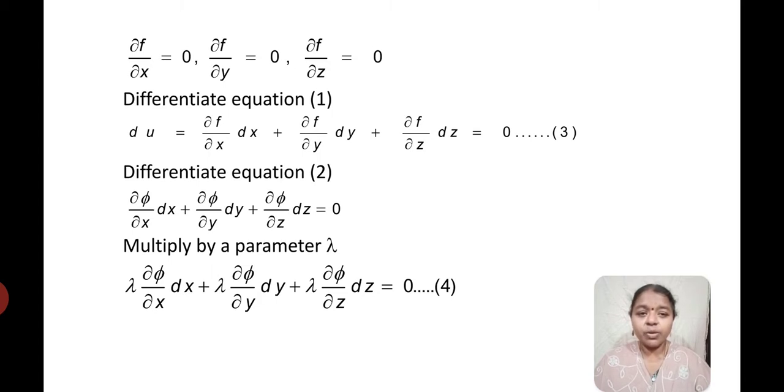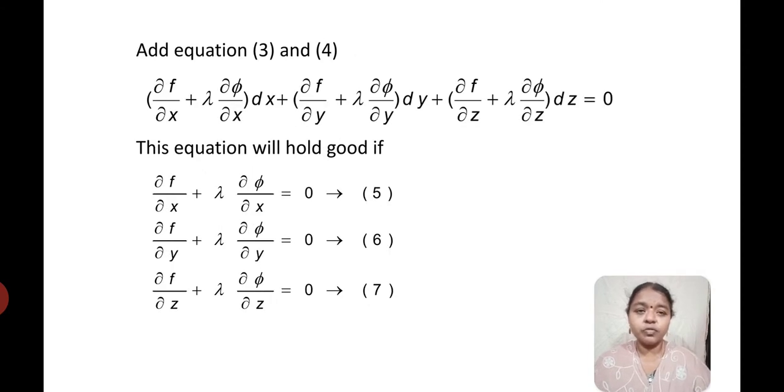Now in the above equation, what I would be doing is, I will be multiplying by a parameter lambda to each term, which gives me lambda into dou phi by dou x dx plus lambda into dou phi by dou y into dy plus lambda into dou phi by dou z into dz, and I would be calling this equation 4. So next what we will do is, we will be adding equation 3 and equation 4.